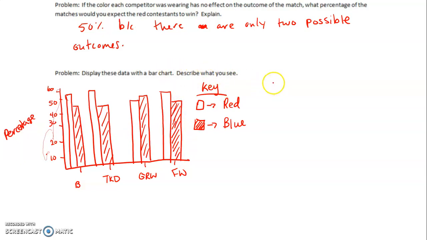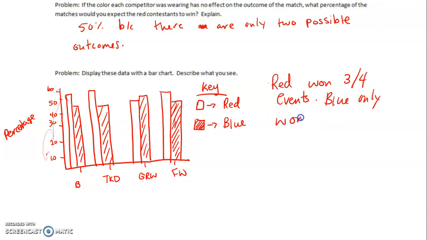So pause your video, take a second, describe what you see. Okay, so we can see that red won 3 out of 4 events. Blue only won Greco-Roman wrestling. Okay, so that's basically what we're seeing. You see the red bars are much higher than the blue bars, except for Greco-Roman.